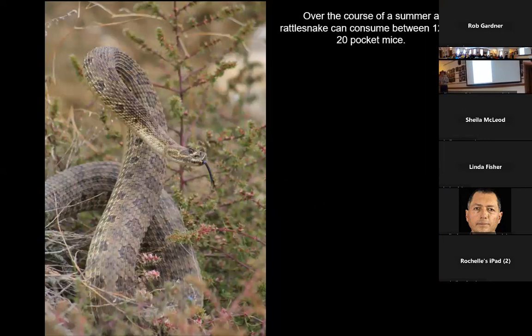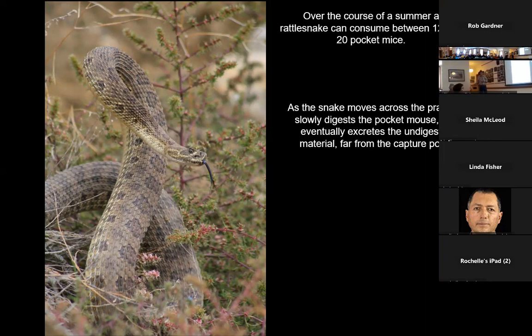And it turns out that over the course of the summer, a snake like this rattlesnake will eat between 12 and 20 pocket mice. They put microchips in their backs to see how far they would travel, and the snake can travel quite a few kilometers every year.